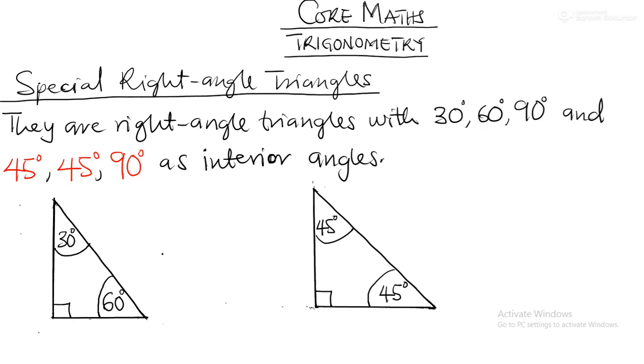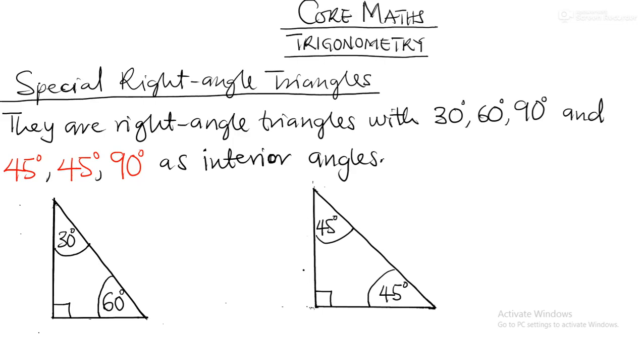So why are they special? The reason why they are called special is that their sides have a particular relationship. There's a particular relationship between the sides of special right angle triangles. The three sides are related in a special way, to be precise. So this side, the hypotenuse, this side and this side are related.